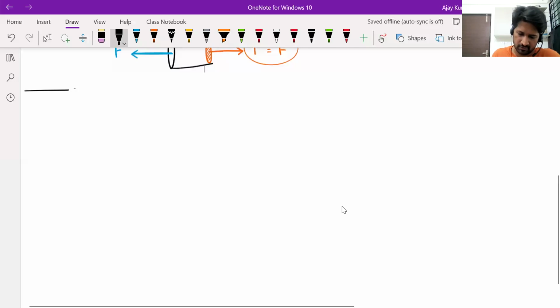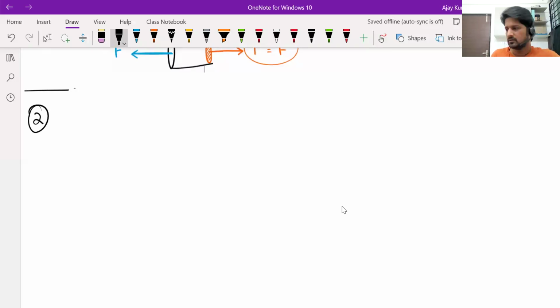Let's solve one problem based on this. Suppose there's a wire of cross-sectional area 4 centimeter square. Quite reasonable, a thick wire, 2 centimeter by 2 centimeter, 4 centimeter square.